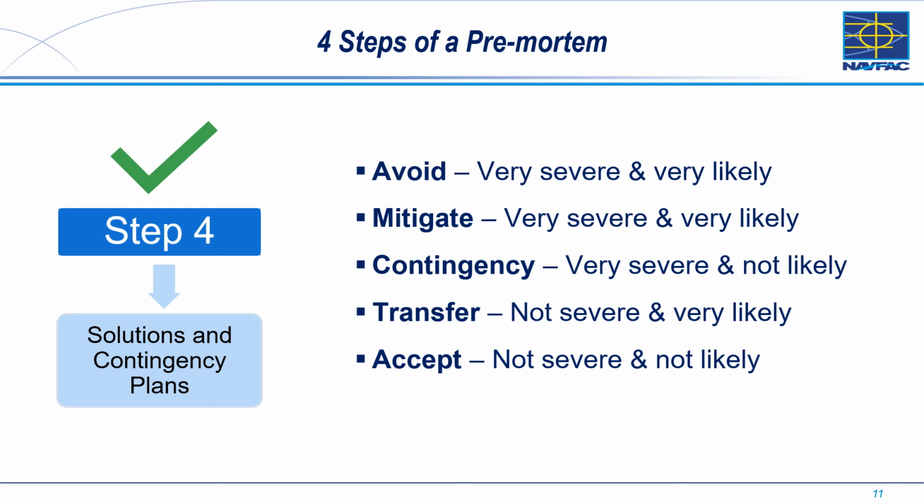I want you to now pause the video to assign a response to each of the problems you identified during your pre-mortem brainstorm. After you've done that, reflect on the assignments. Why did one problem get a contingency plan and another get an accept? Were there any risks that you were unsure how to address?